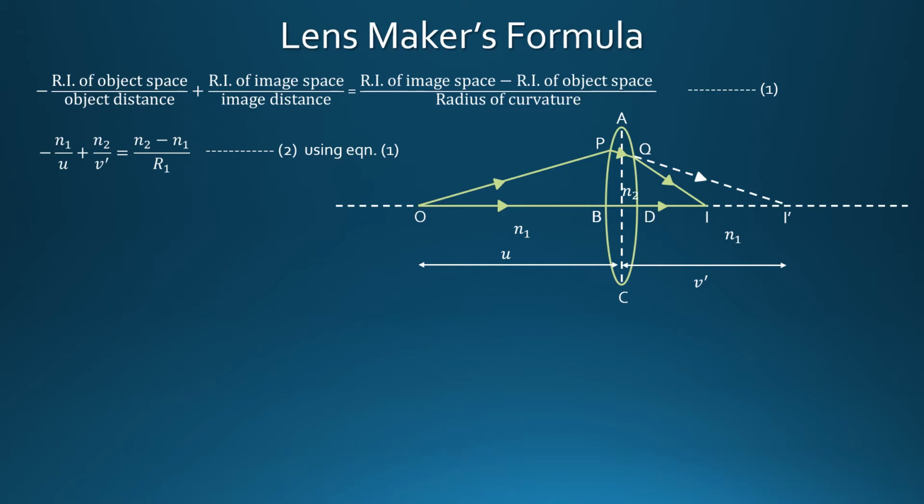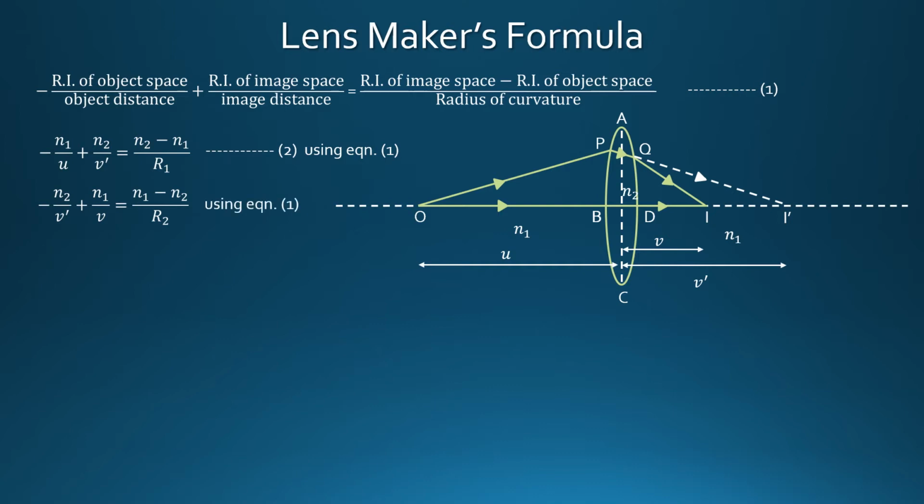For refraction at this surface, the image I dash acts as a virtual object forming a real image I at a distance V. For refraction at this surface, we can write minus n2 by v dash plus n1 by v is equal to n1 minus n2 by r2. This is equation number 1.